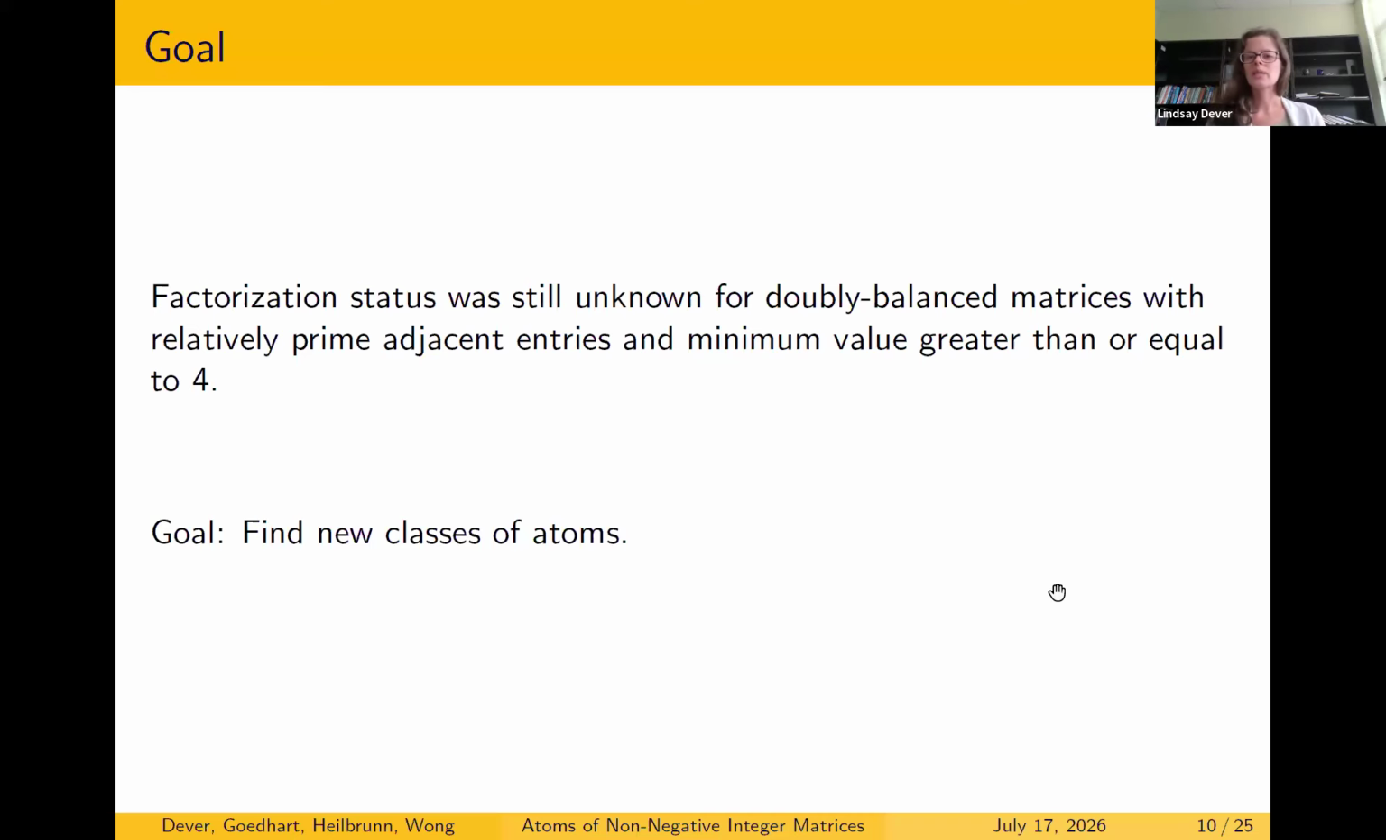Okay, so what was unknown? Factorization status was still unknown for doubly balanced matrices that have relatively prime adjacent entries, and the minimum value is at least 4. And so our goal was to find new classes of atoms among these unknown matrices. So today I'm going to talk to you about 4 different classes of atoms that we found in our work.